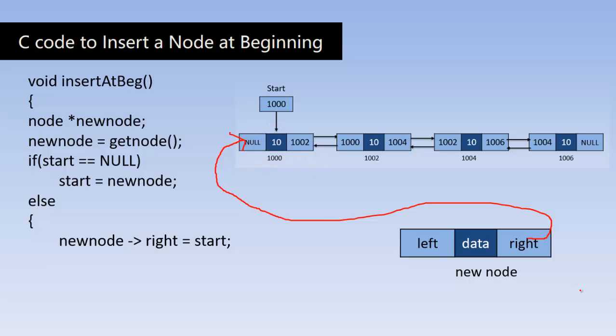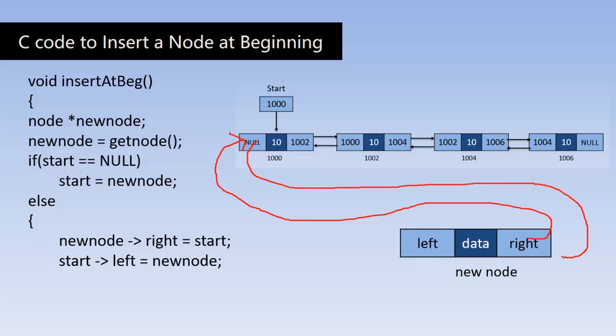What do I need to do now? I need to store the address of the new node inside start arrow left. So now start arrow left will point to this new node. Now both are connected. Yes, that is what we wanted. And start equals new node. The address of the new node will be in start, and start will point to this new node. So this will become the first node in the list. Right. I hope you understood this code.